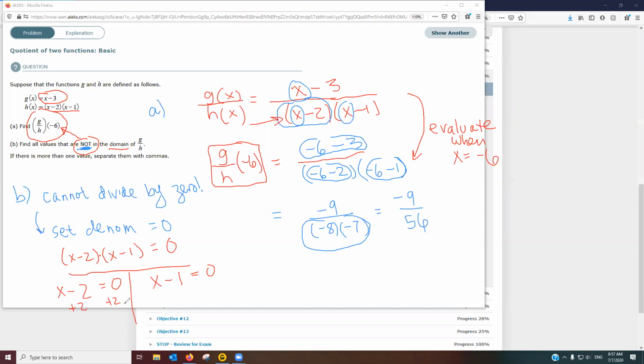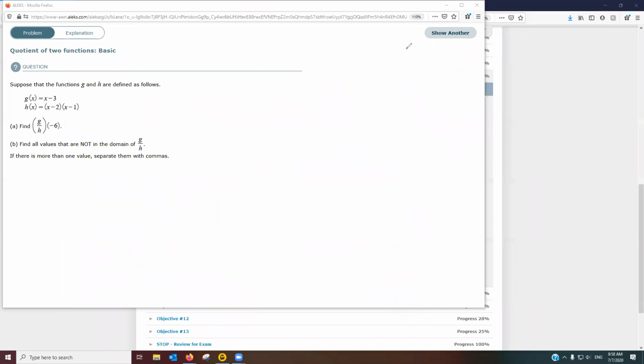Here I'll add 2 to both sides, so x equals 2. Here I'm going to add 1 to both sides, so x equals 1. So I cannot allow x to equal 2, and I cannot allow x to equal 1. Those are the values that are not in the domain. Because if I did allow x to equal 2 or x to equal 1, I would end up dividing by 0. All right, so that's this question. Again, keep in mind quotient means division. Really, they were asking me here to set up a fraction.